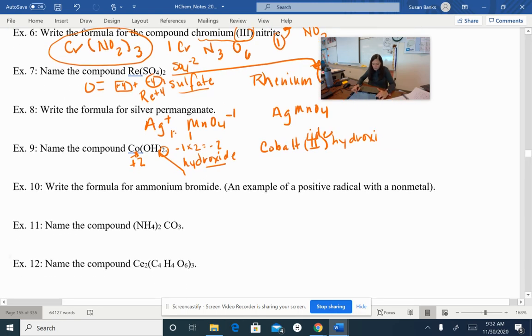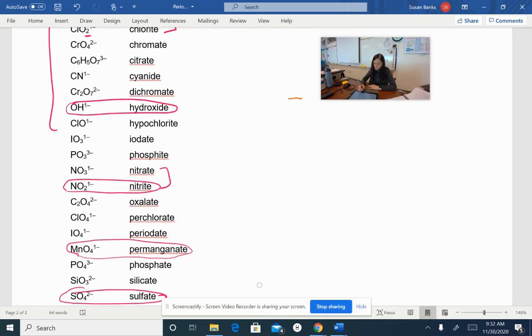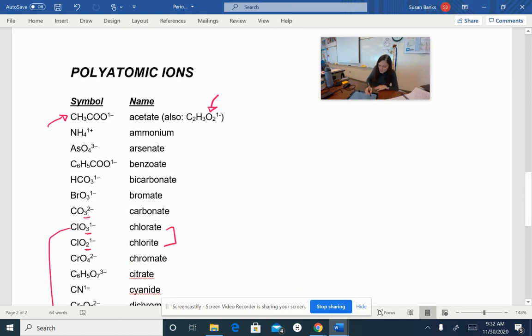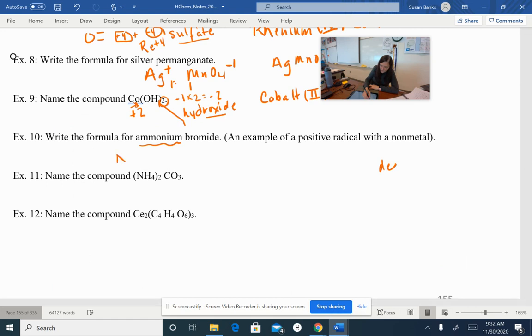Write a formula for ammonium bromide. Now, ammonium is one of our one and only positive ion that we're going to use this year. So ammonium is right here. It's NH4 positive 1. NH4 positive 1.